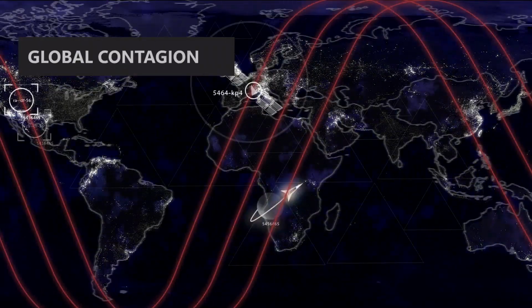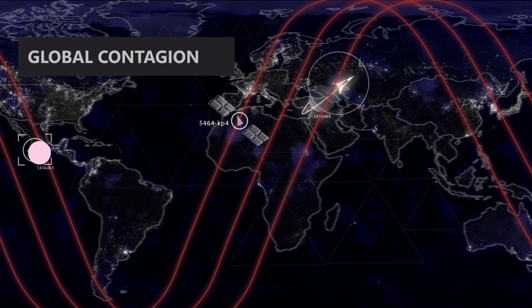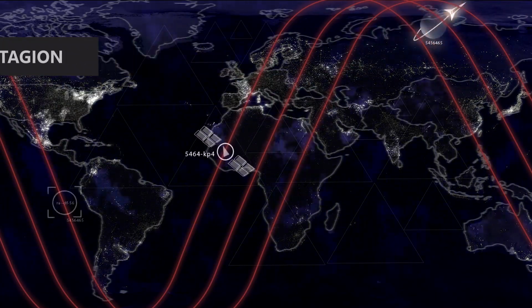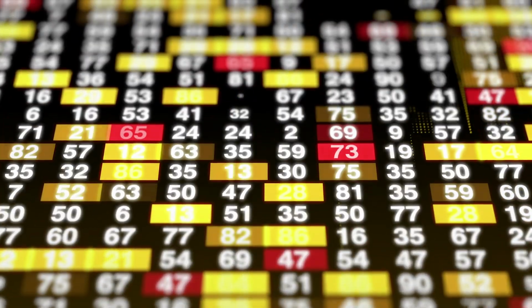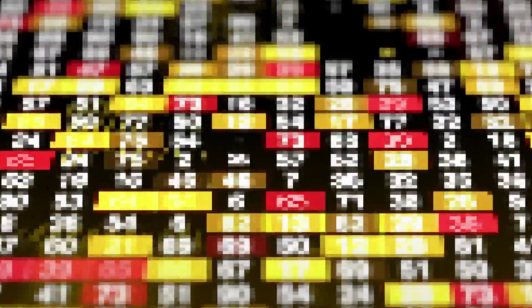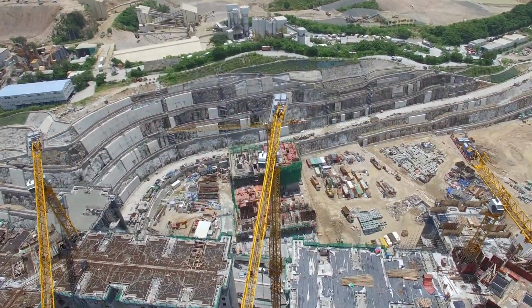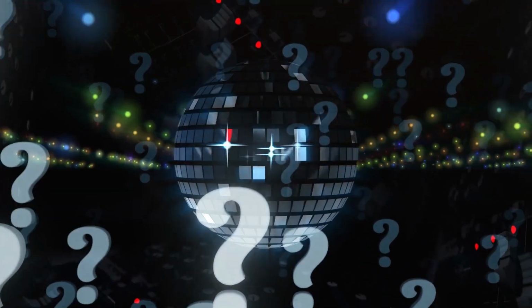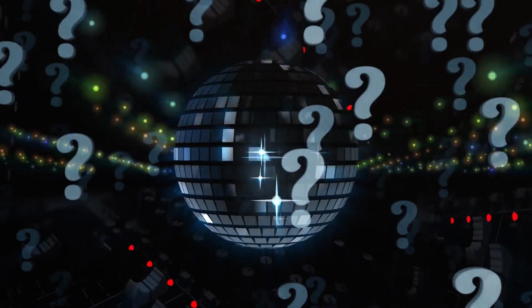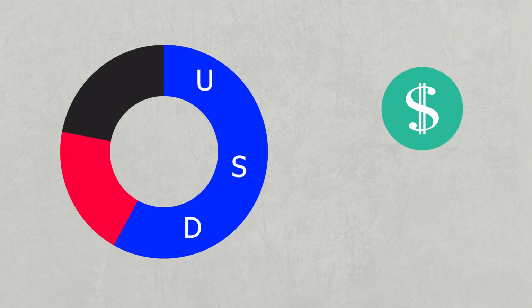Global contagion. The US default would send shock waves across the global financial system and disrupt trade and investment flows. It would also create uncertainty and panic among investors and consumers worldwide. It would hurt emerging markets and developing countries that depend on US aid and trade. But why does this matter for the rest of the world? Why is everyone so dependent on what happens in Washington? Well, that's because of the unique role of the US dollar as the dominant currency in global trade and finance.